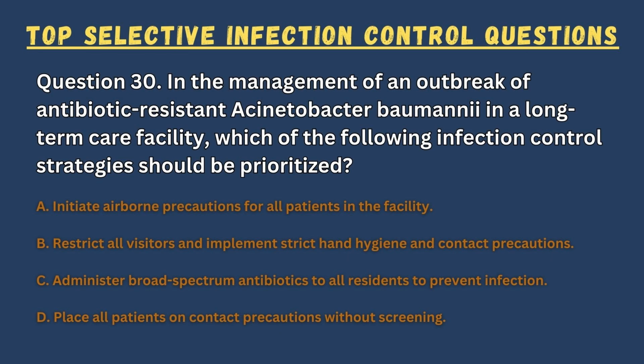Question 30. In the management of an outbreak of antibiotic-resistant Acinetobacter baumannii in a long-term care facility, which of the following infection control strategies should be prioritized? A. Initiate airborne precautions for all patients in the facility. B. Restrict all visitors and implement strict hand hygiene and contact precautions. C. Administer broad-spectrum antibiotics to all residents to prevent infection. D. Place all patients on contact precautions without screening.